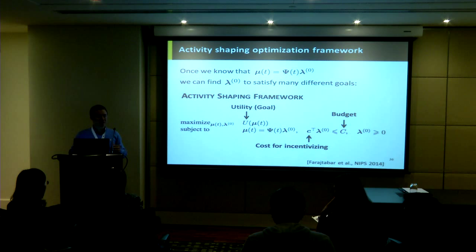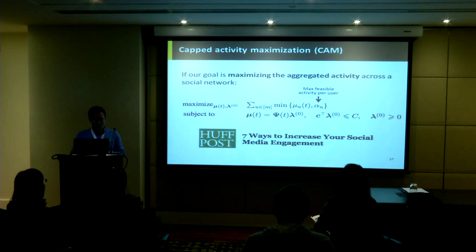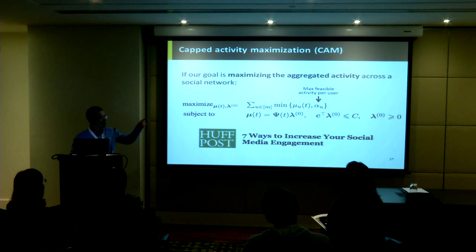Yeah? So some specific examples of this activity shaping framework: one is just maximizing the aggregated activity across the entire network. You sum over all the nodes in the network. The alpha is there just because sometimes there's an over-information limit. Okay. So you cannot maximize the activity of one person to infinity.